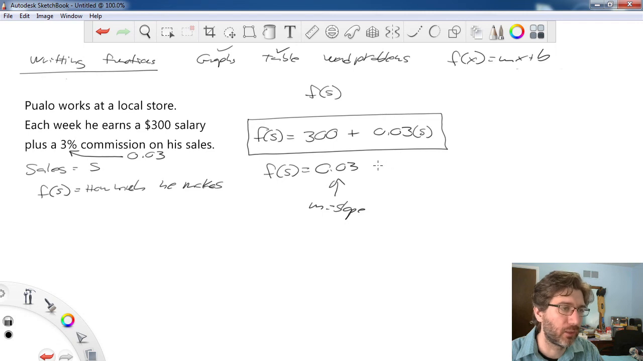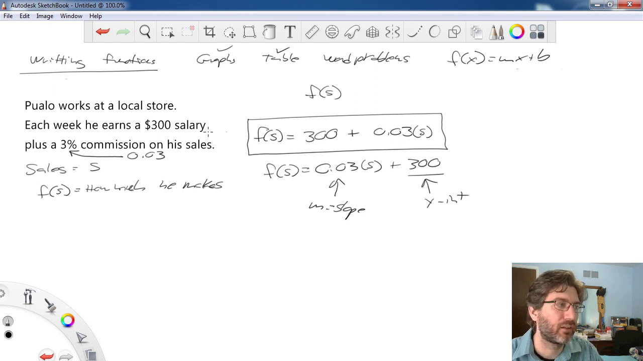Plus, I'm sorry, times S, which is your input, plus 300, which is your y-intercept. So you pull it right out of there. Some are easier to do than others. Some you don't have much of a slope. And again, if this percent changes to 4%, then all you're doing is changing this number here to 4. So it does model it well, and the function is nice to have.